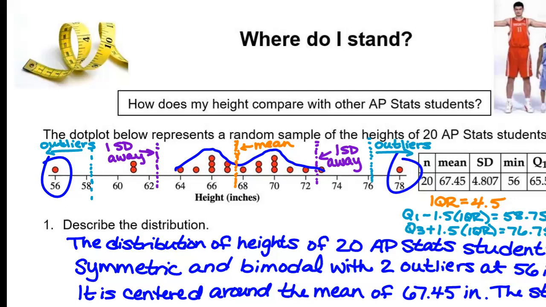All right, let's look down at number 2. It says Ariana is 65 inches tall. What percent of the heights are less than or equal to 65? How many people in this distribution have heights that are less than or equal to 65 inches? Yes, sir. About 25%, because you came up with how many dots?